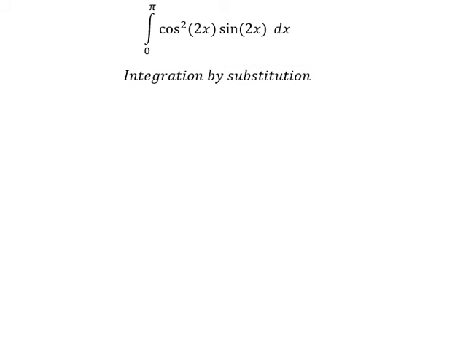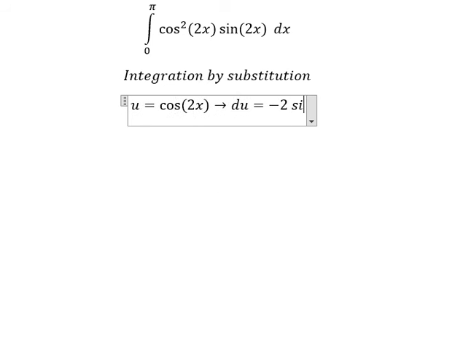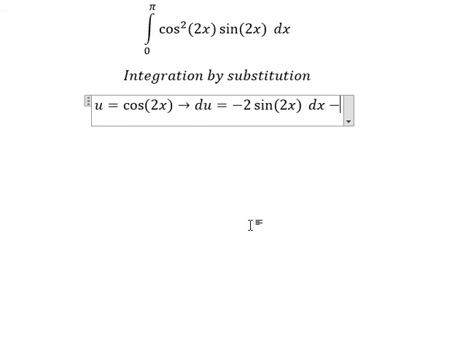So I will put u equal to cosine 2x. If I first take the derivative of both sides, you get du equal to negative 2 sine 2x dx. Because we don't have negative 2 in here, we need to divide both sides by negative 2.